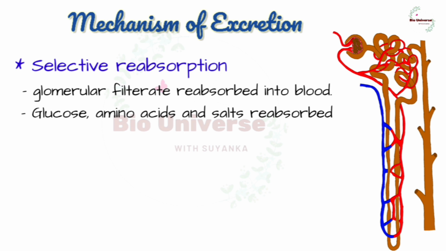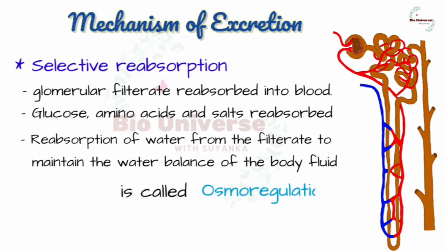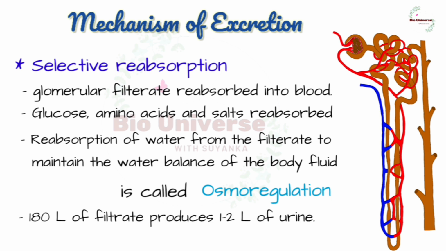The amount of water reabsorbed depends on the amount of excess water in the body and that of the dissolved waste to be excreted. This reabsorption of water from the filtrate to maintain the water balance of the body fluid is known as osmoregulation. In this way, the kidneys serve as water conserving organs. After reabsorption, from 180 liters of filtrate in the kidney, only 1 to 2 liters of urine is produced.